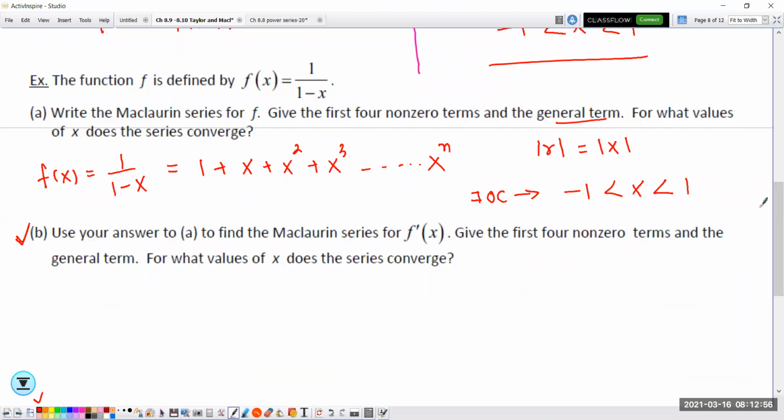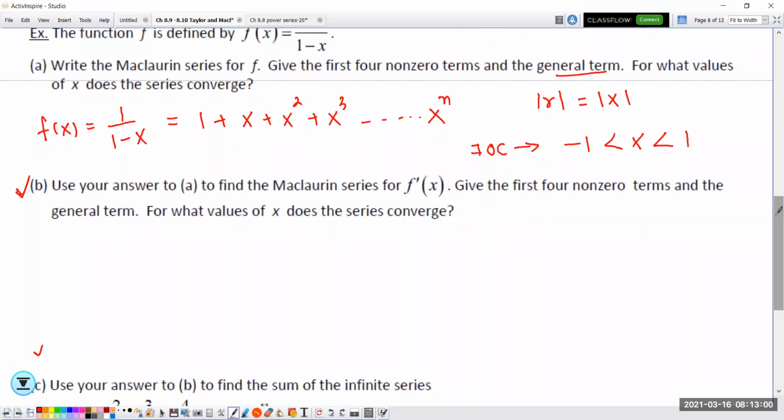So use your answer in A to find the Maclaurin series for f prime of x. Let's make a connection here. F prime of x is, can we find the derivative of this? What will be the derivative?